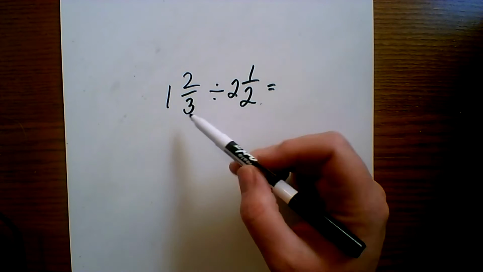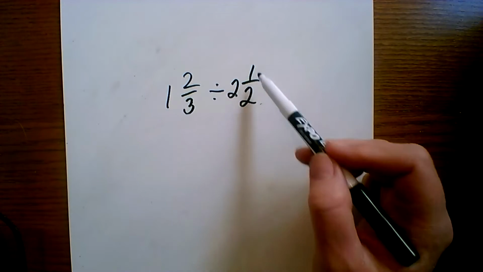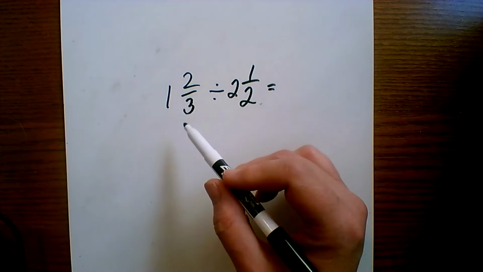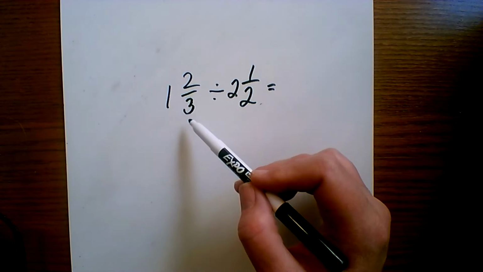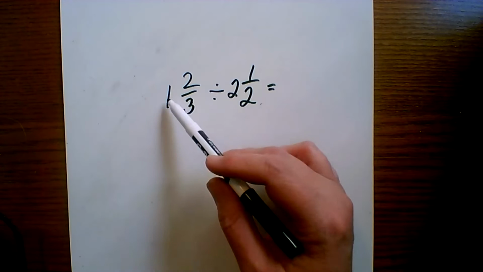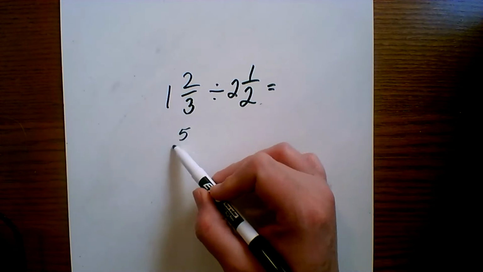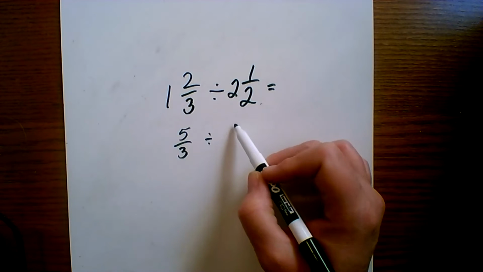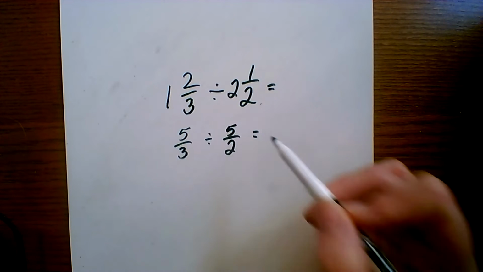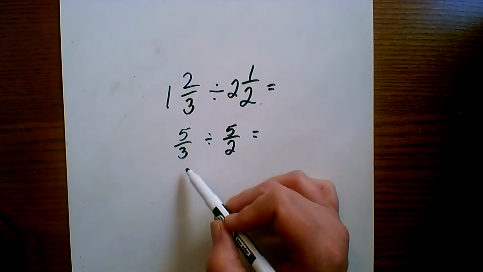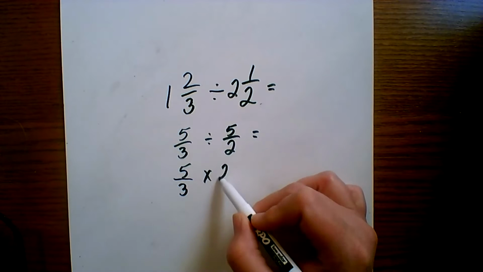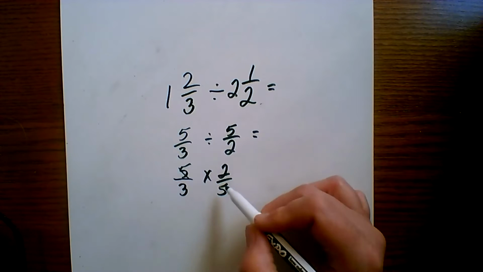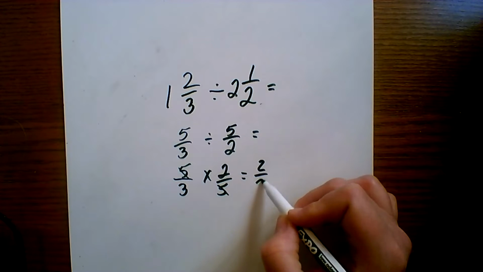And then let's take a look at the second example. So the second example says 1 2/3 divided by 2 1/2. The very first thing that needs to be done is to change these mixed numbers into improper fractions. So 3 times 1 is 3 plus 2 is 5. So that's 5/3 divided by 5/2. And then we're going to have to multiply by the reciprocal. So 5/3 times 2/5. The 5's cancel each other out, and our answer is 2/3.